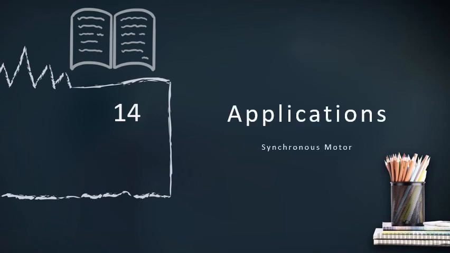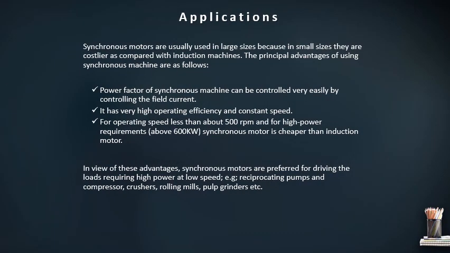Now we will move to the applications of the synchronous motor as well as the synchronous generator. Synchronous motors are usually used in large sizes because in small sizes they are costlier as compared with the induction machine. The principal advantages of using a synchronous machine are as follows. The power factor of the synchronous machine can be controlled very easily by controlling the field current. It has very high operating efficiency and constant speed. For operating speed less than about 500 rpm and high power requirement above 600 kilowatt, a synchronous motor is cheaper than the induction motor.